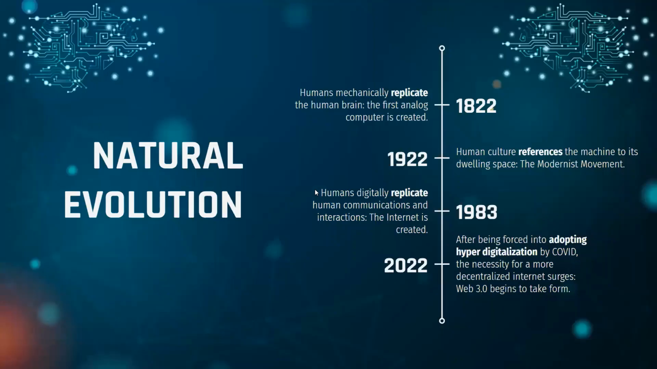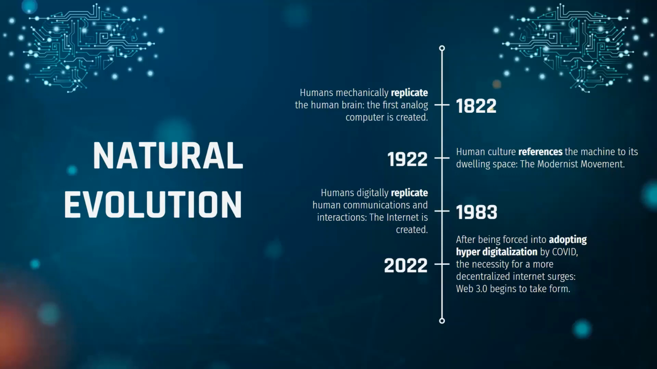So in the timeline, this is viewed as natural evolution. Exactly 200 years ago in 1822, humans mechanically replicate the human brain in simple terms. The first analog or modern computer is created.